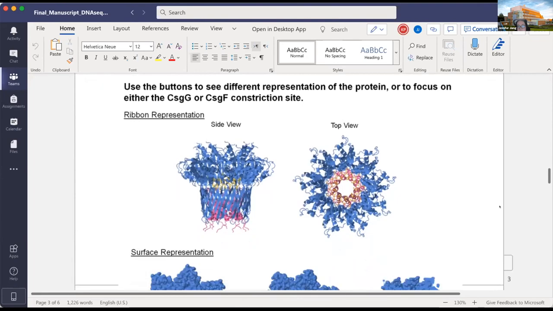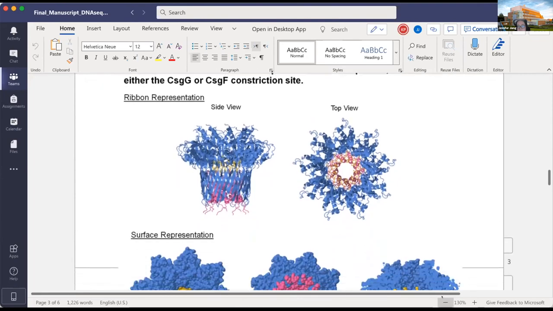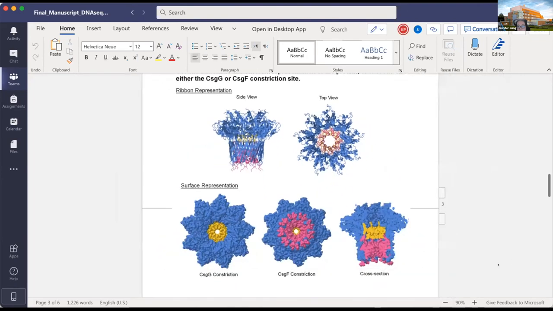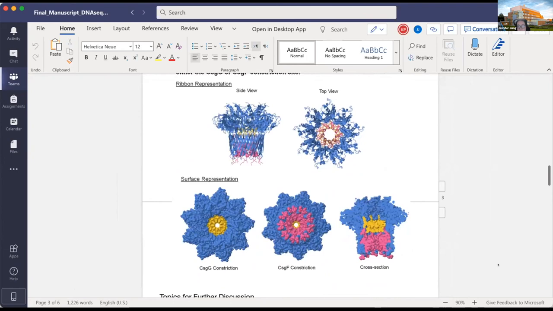So for our Jmol, we're going to show the protein complex in two different representations. For the ribbon, we have a side view button and a top view button. And then we wanted to show surface representation to clearly depict the two constriction points.